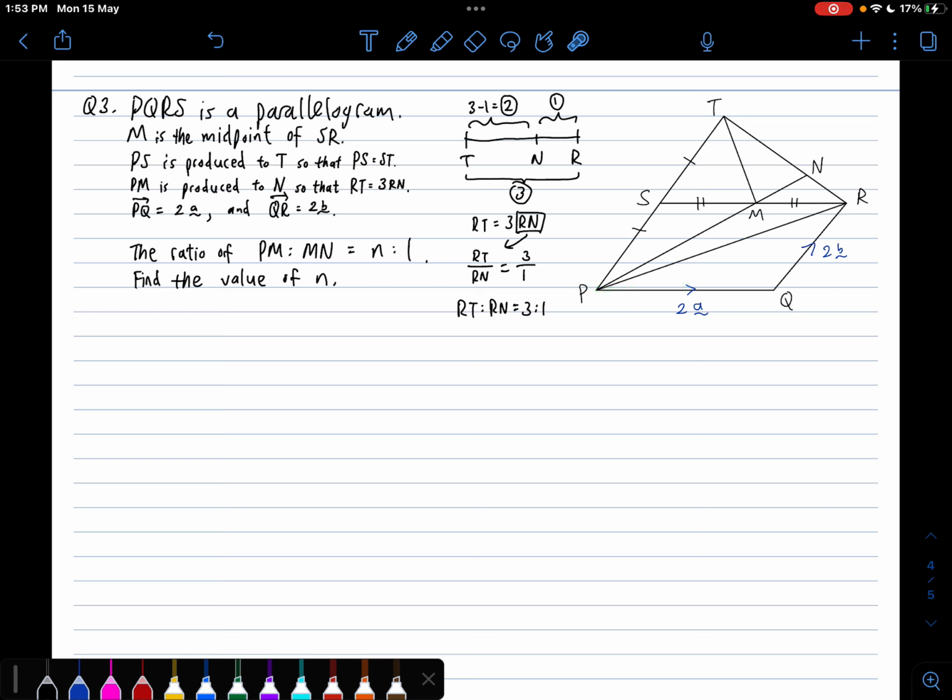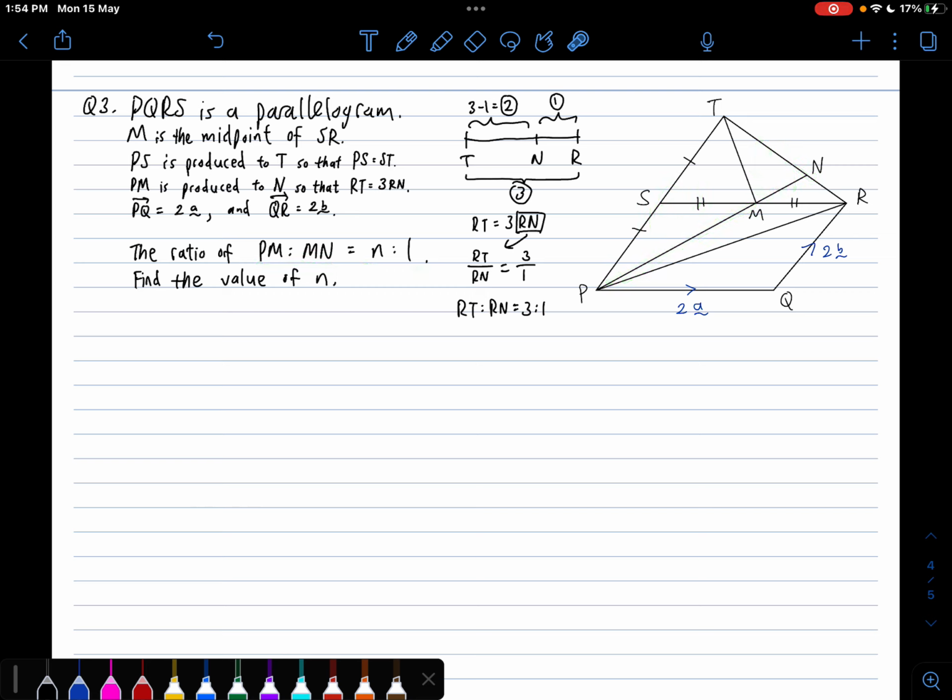Good. So PQ equals 2a, labeled already on the diagram. Vector 2a, 2 times vector a. QR is 2b, so it's 2 times vector b. And the question tells you that the ratio of PM to MN equals n to 1. So that means that you have a PM here, you have an MN there, the ratio is n to 1. Question, find the value of n.